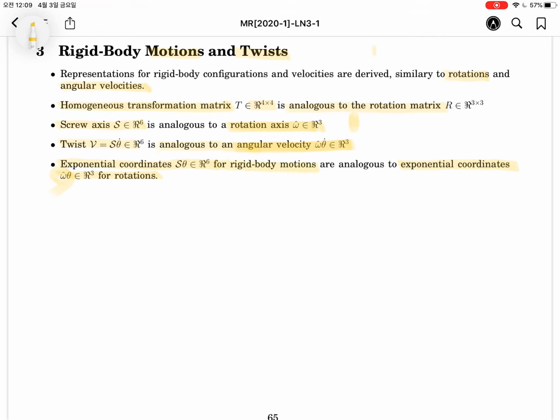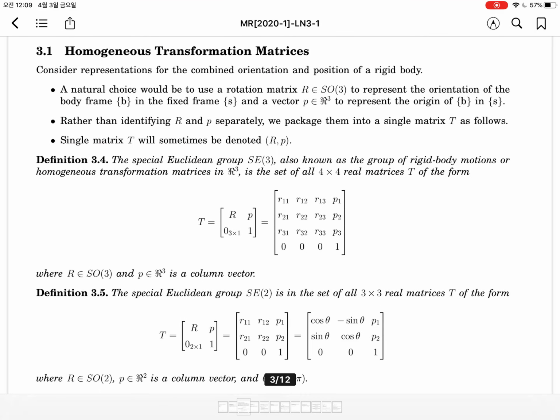Okay, so the previous concepts, the exponential coordinate and the rotation axis, will be extended to the screw axis and exponential coordinate for the rigid body motion. Furthermore, the angular velocity is extended to the twist later. Okay, maybe you are good at the homogeneous transformation. Anyway, I will explain it in detail.